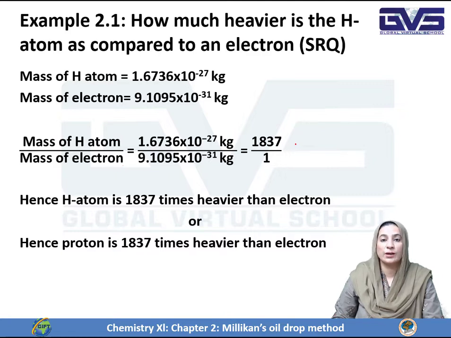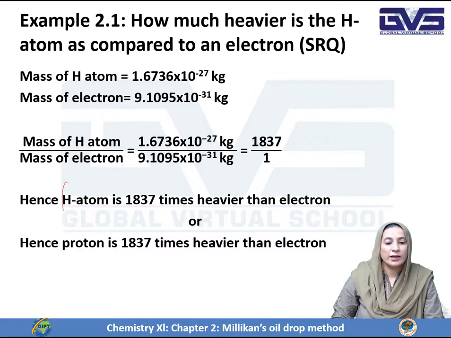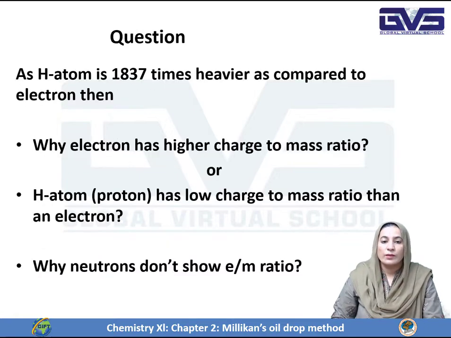Hydrogen atom is also called proton. I already told you that hydrogen contains one proton and one electron. There is no neutron. So if there is a hydrogen atom or a proton, these are the same things. Students, as you know, the hydrogen atom is about 1837 times heavier as compared to the electron.